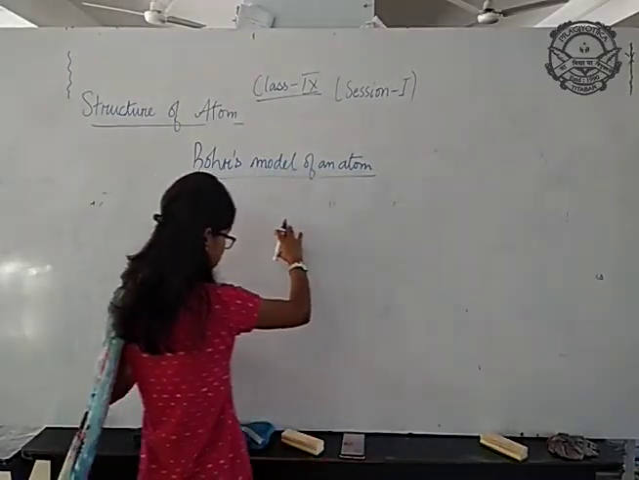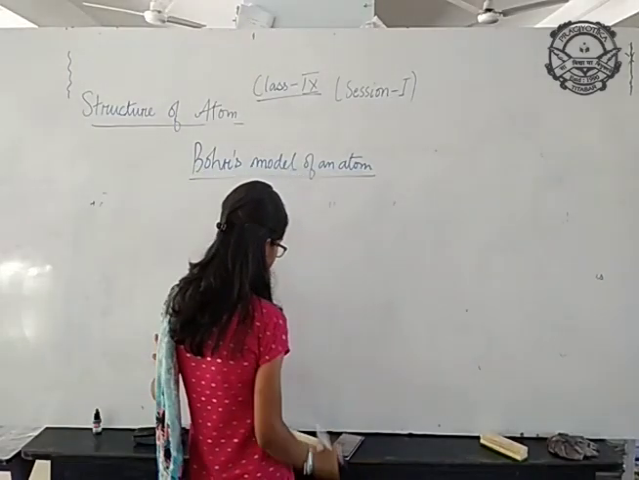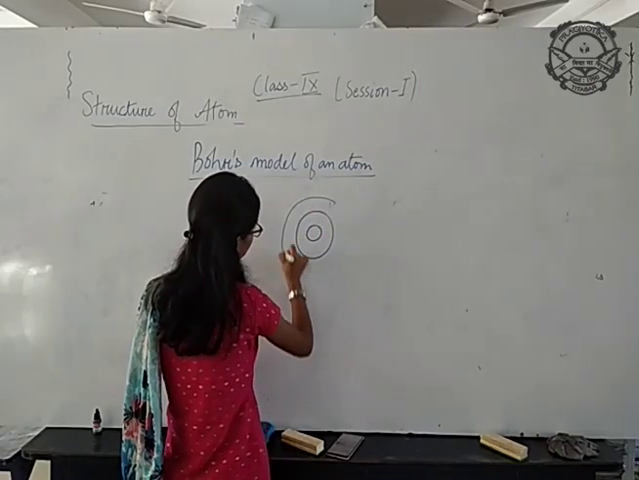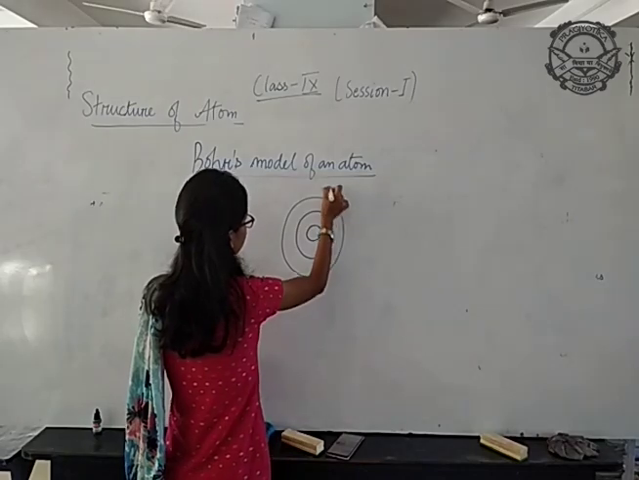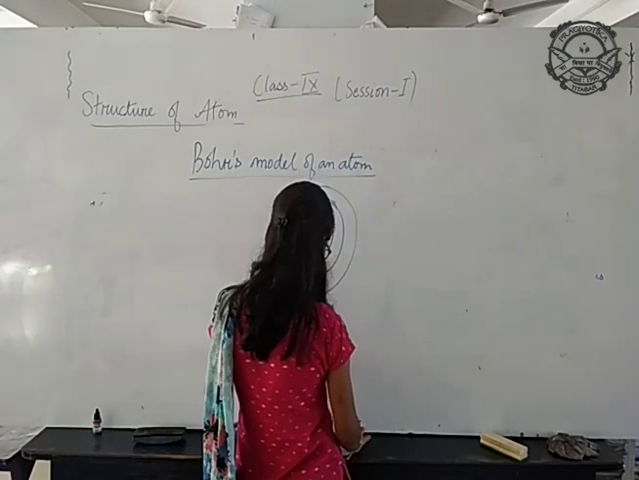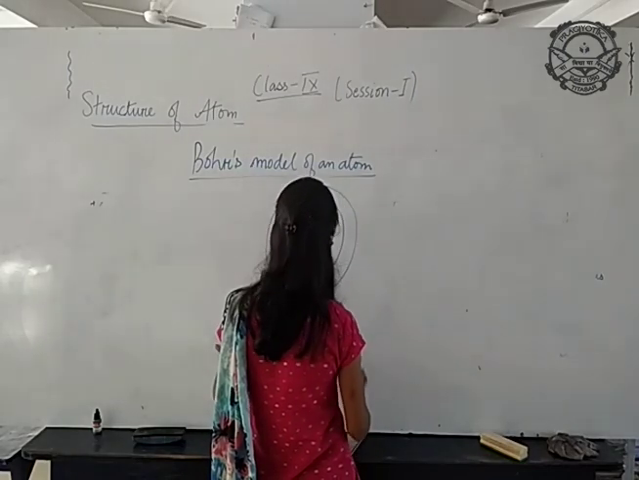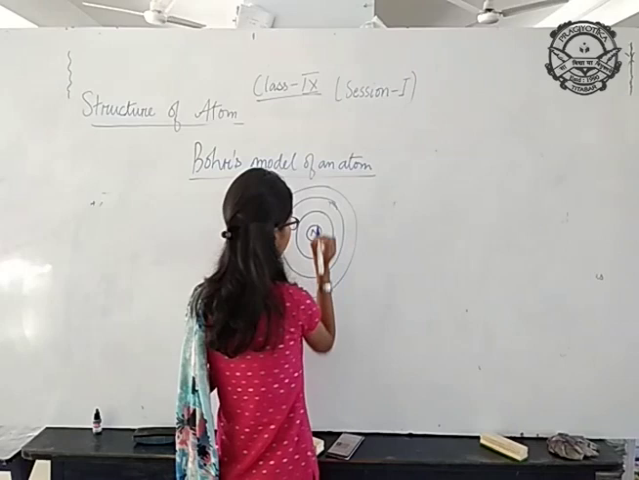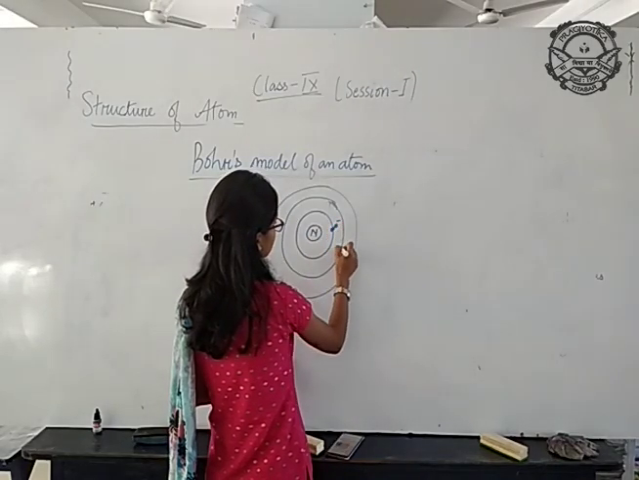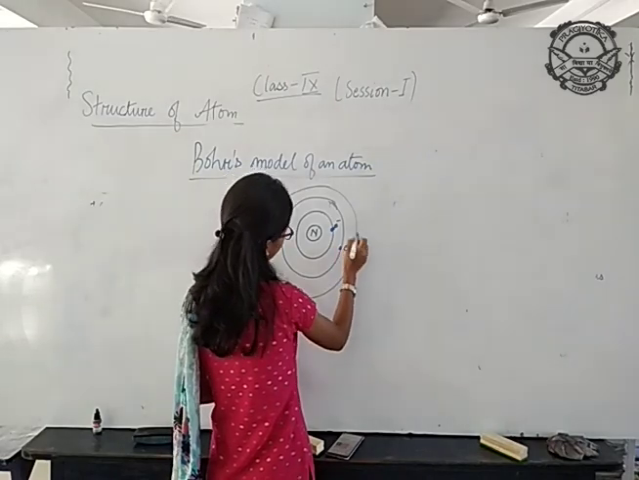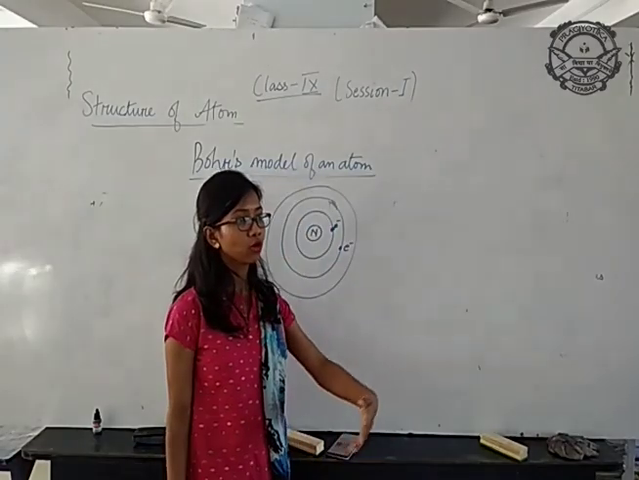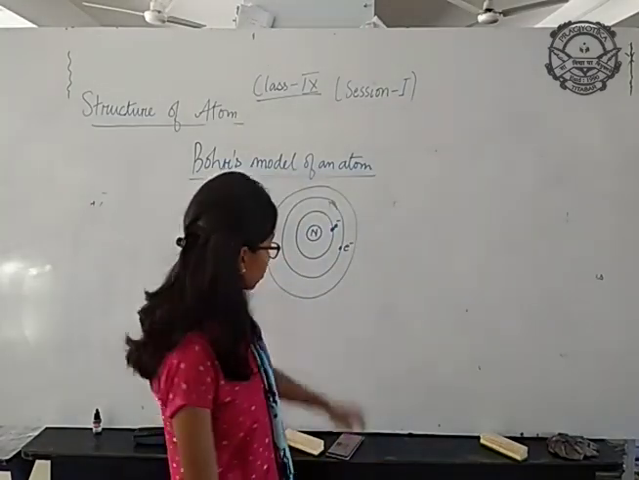Okay. So in Bohr's model, this is the nucleus and these are the orbits. N for nucleus and these are the electrons. Only one electron I can draw, and for explanation only one electron is required. But when we draw the model of different atoms, then we will draw the structure in detail.